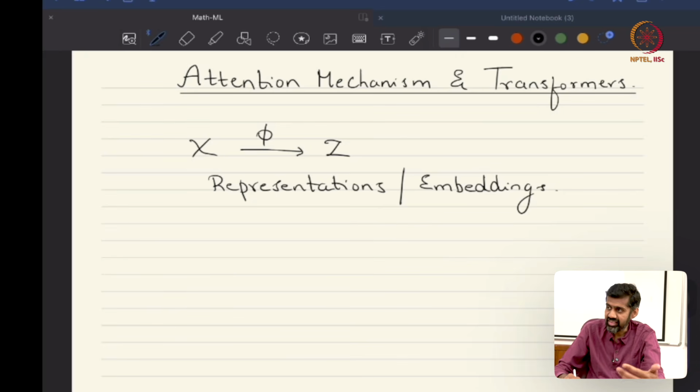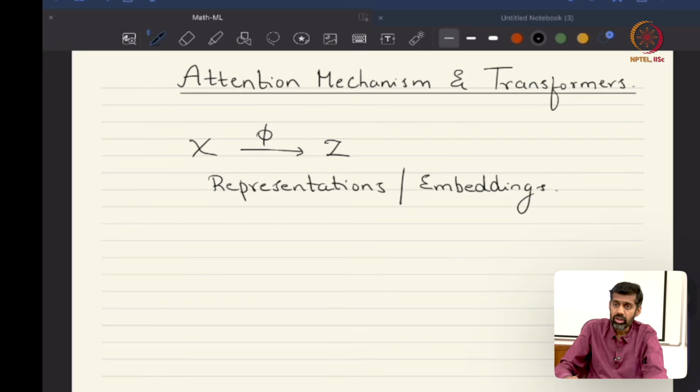We have already done this, remember. We had this phi to be a fixed transformation where it can be a polynomial projection or some other projection, and in the case of SVMs or kernel machines, we saw that this phi can be different transformations. We looked at Gaussian transformations and the RBF kernels and so on.